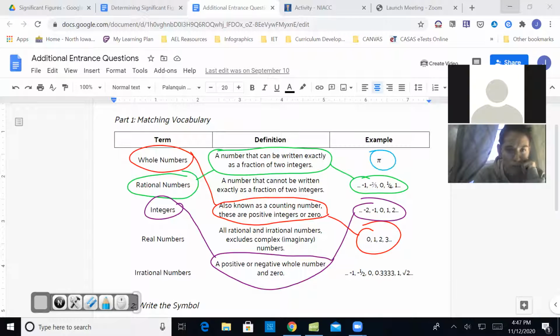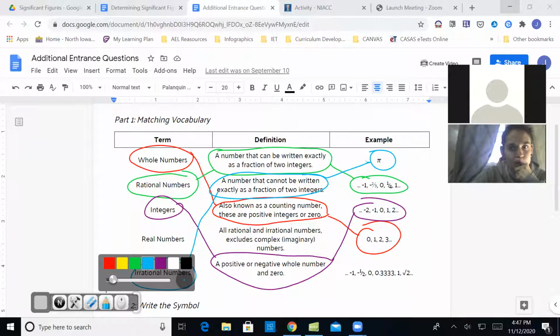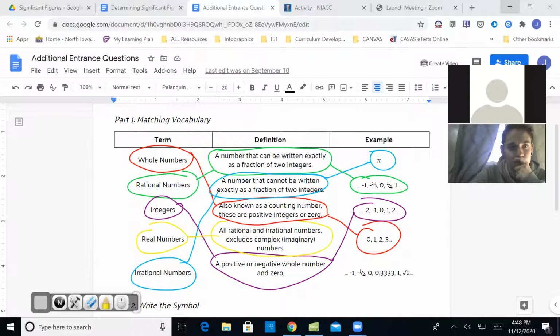Irrational numbers are things like pi. We can't write these as fractions of integers. And that leaves real numbers. These are all rational and irrational numbers. And it would be that very last example.